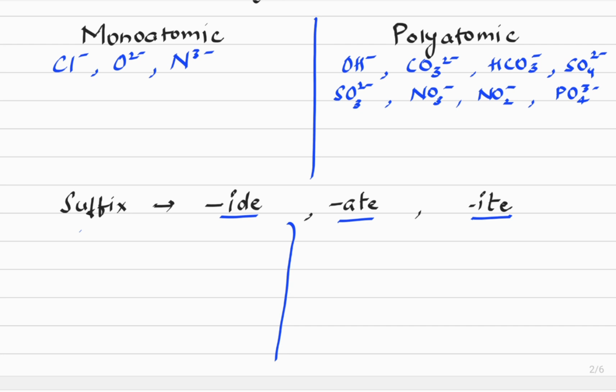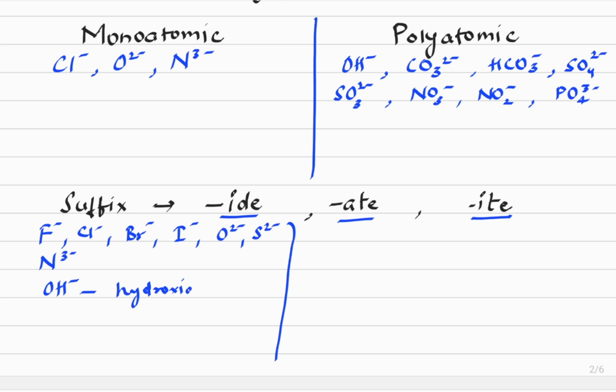The "ide" suffix you would see is mostly associated with monoatomic anions such as fluoride, chloride, bromide, iodide, oxide, sulfide, nitride, but mostly, not always, because we also have hydroxide, which is a polyatomic ion but still carrying the suffix "ide." Then we have "ate" and "ite."